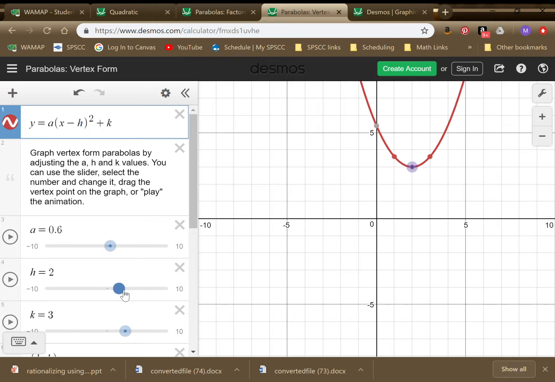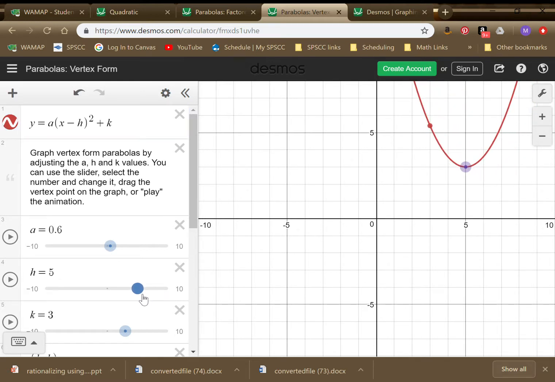So if we slide this h around, right now h is 2. If I make h smaller, there's h equals 0, there's h equals -3, there's h equals -5. Notice we're moving left or right, and as h gets bigger, you can see the same thing. So the job of h in vertex form is to tell us the x value of the vertex.